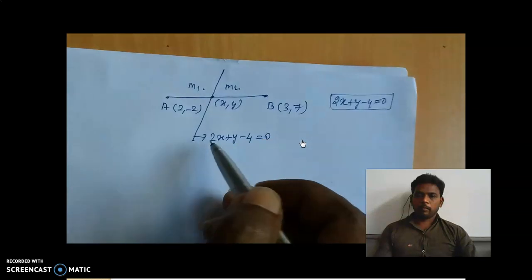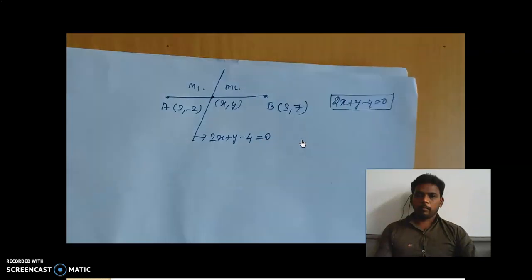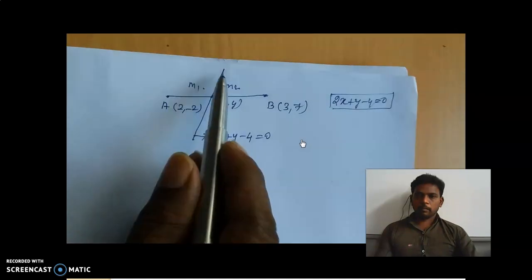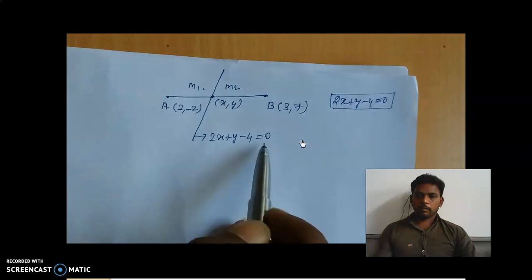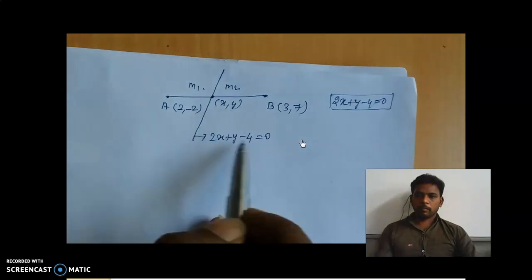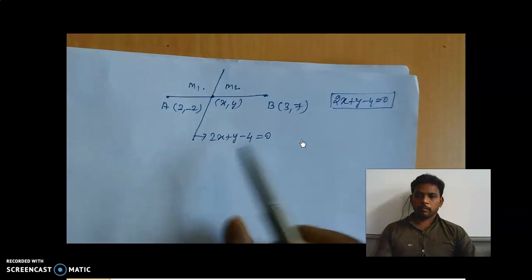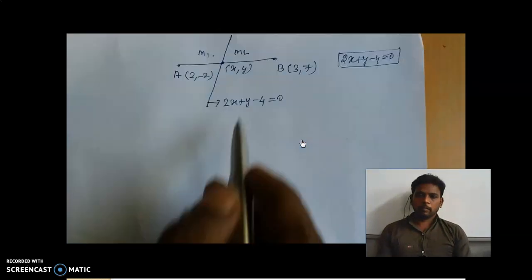You already know that if you draw a line graph, the points on the line are the points which satisfy the equation. In a similar way, this x comma y lies on the line 2x plus y minus 4 equal to 0. Therefore, this point satisfies this equation. Now we are going to find this x comma y here.